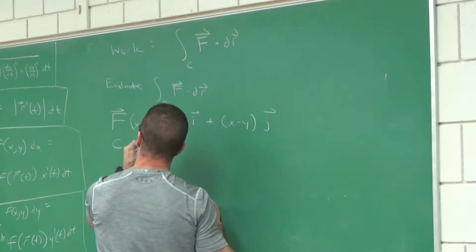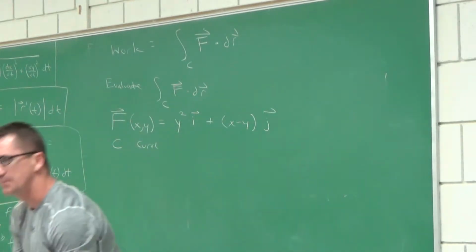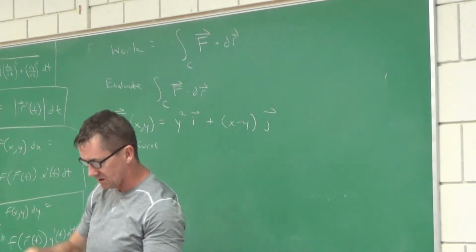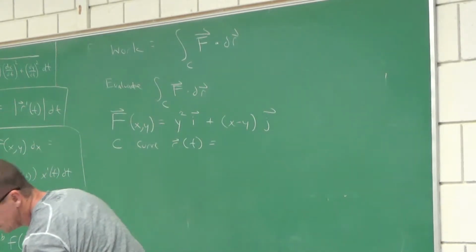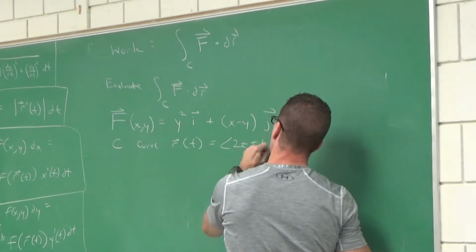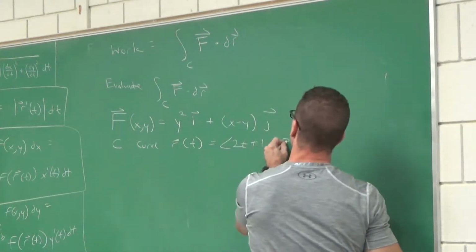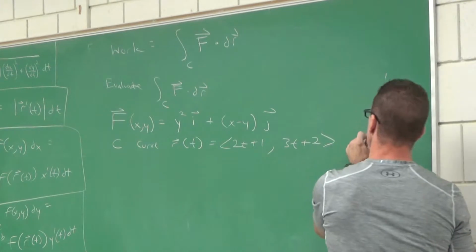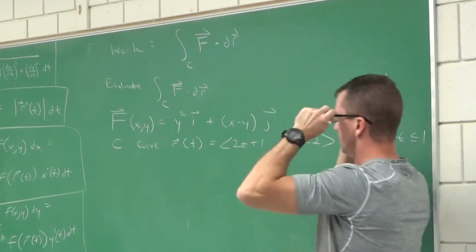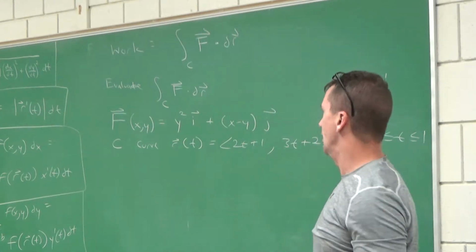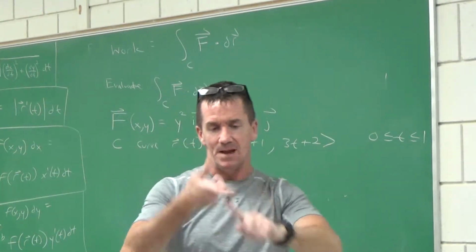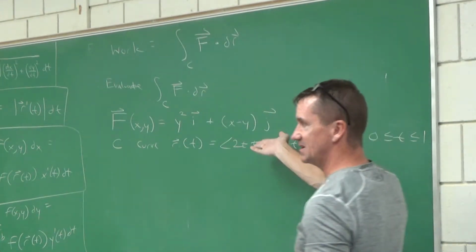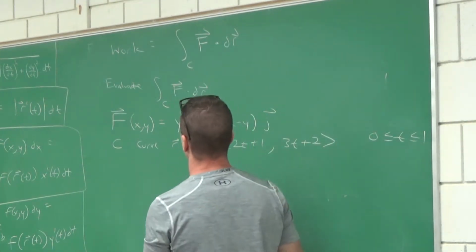What's C? C is the curve, and sometimes they write x equals this, y equals that, like before. In this case, they just wrote r of t, like a vector curve: 2t plus 1, 3t plus 2, and they want you to go from t equals 0 to t equals 1. We'll evaluate this. Is the answer positive or negative? I don't know. We'd have to visualize it. We need to make the vector field with Mathematica, Maple, or something just to get an image idea, but I don't know right now. Let's go to work. We'll find out.